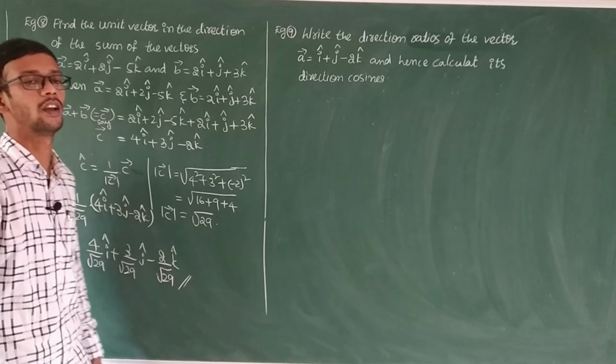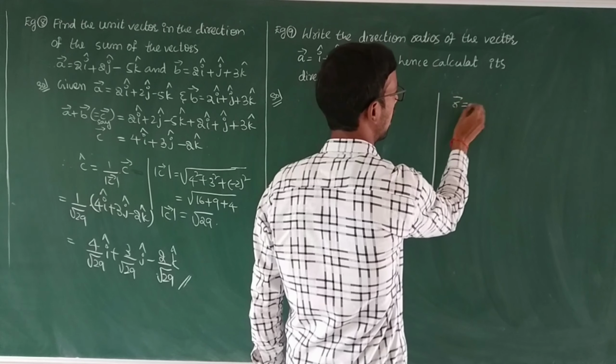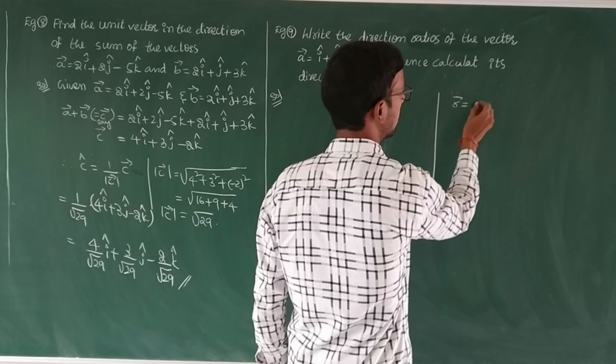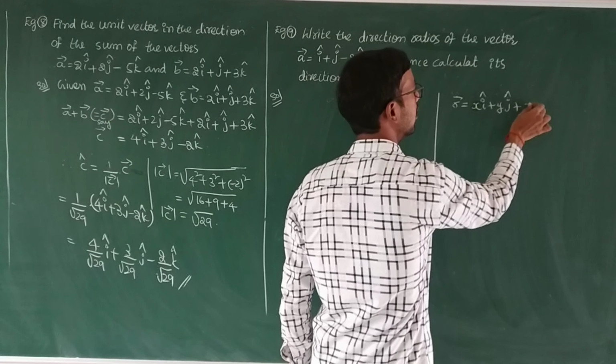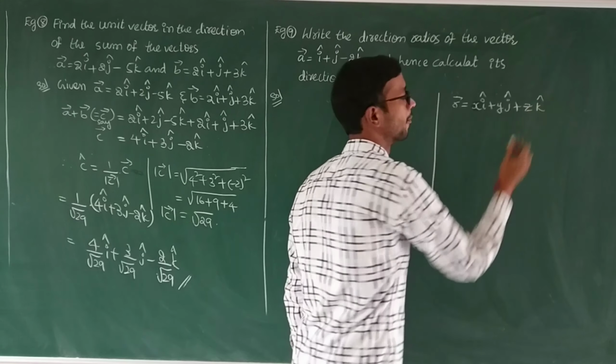Next, example 9. Write the direction ratios of the vector. They gave one vector and ask for its direction ratios. Here I will first write the R bar vector in component form, x i cap plus y j cap plus z k cap. In this, the direction ratios, DRs, we will denote with a, b, c.